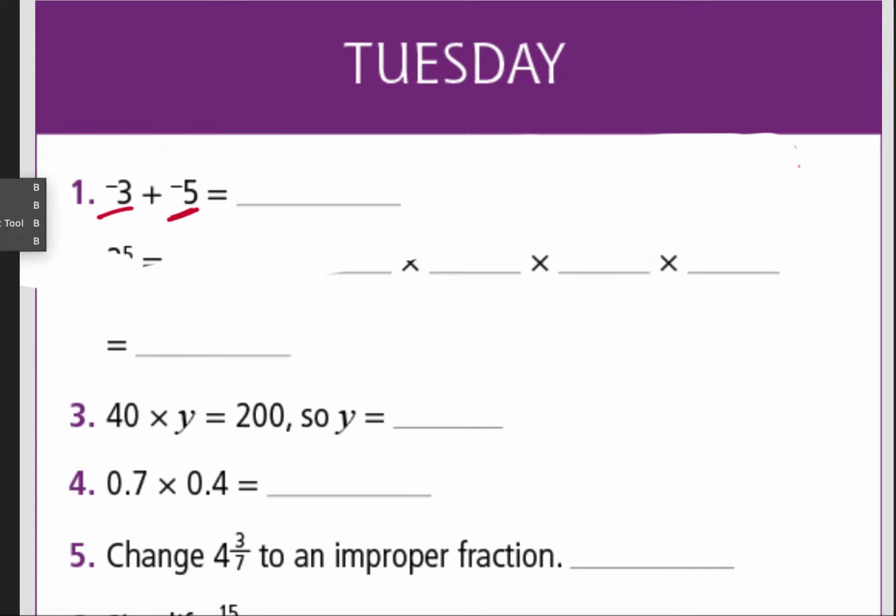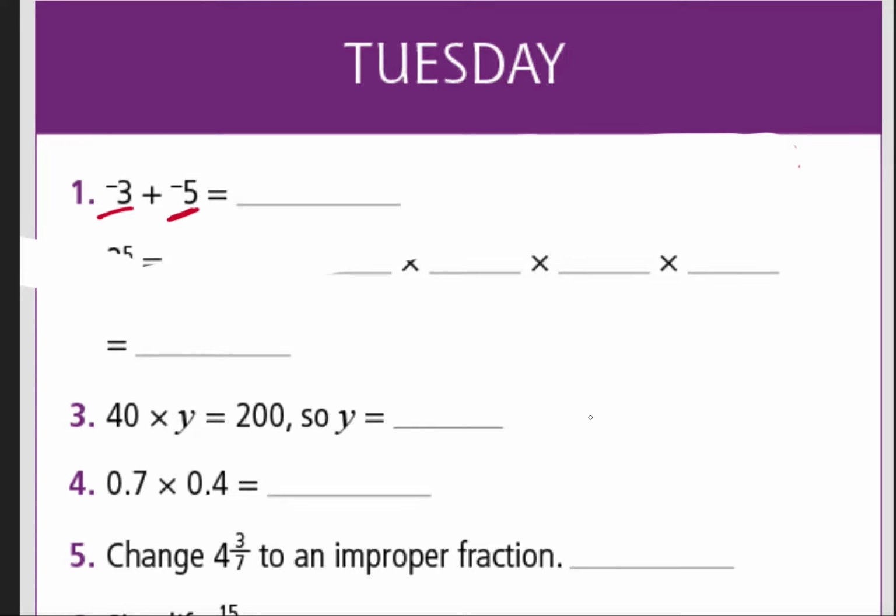So the next one is 40 multiplied by something, y, is equal to 200. So y is equal to what? So what do you multiply 40 by to get to 200? If you are comfortable multiplying 40, you can multiply it. If not, you can just keep adding up 40 until you get to 200. So 40 plus 40 is 80, plus another 40 is 120. Keep going till you get to 200 and count up how many 40s you have. And that'll tell you how many times you multiply 40 by to get to 200.